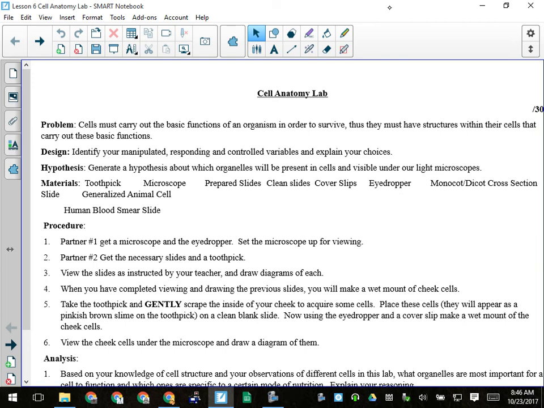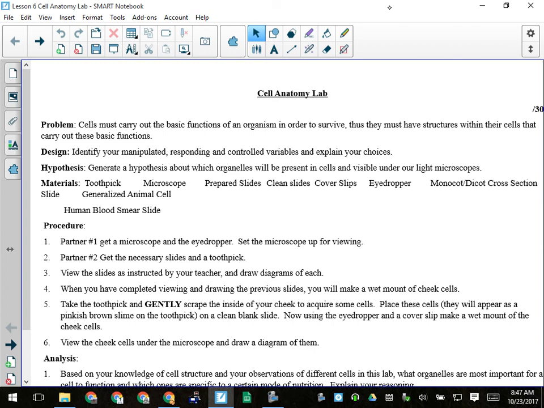Human blood is also in there, but it's not part of the analysis. Everyone always asks, can we look at blood? So I just put it in there because everyone always asks. You can look at human blood, but you're not going to do a drawing of it. So no drawing of the human blood, and you're not going to include it in any of your questions or answers for the analysis. You're going to do drawings of the other three.